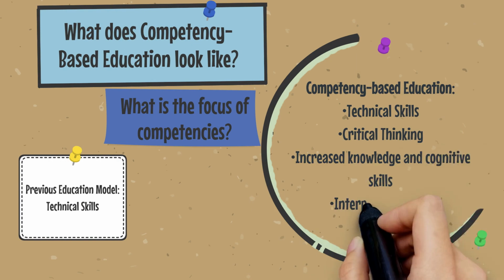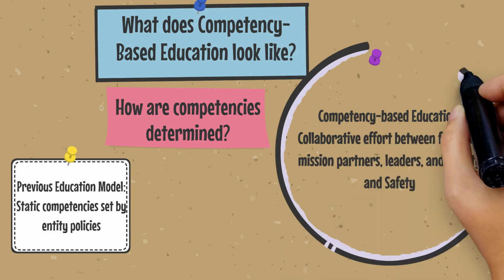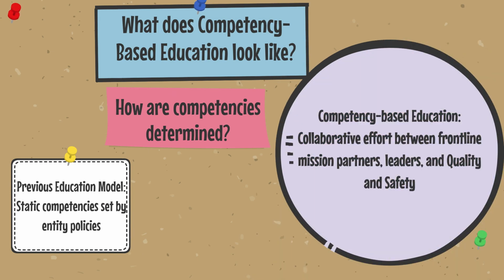Let's talk about what competency-based education looks like compared to our previous education model. What is the focus of the competencies? Our previous education model focused on technical skills. In a competency-based education model, the focus is on technical skills, critical thinking, increasing knowledge and cognitive skills, and interpersonal skills. How are competencies determined? In our previous education model, static competencies were set by entity policies. In the competency-based education model, competencies will be determined through a collaborative effort between frontline mission partners, leaders, and quality and safety.